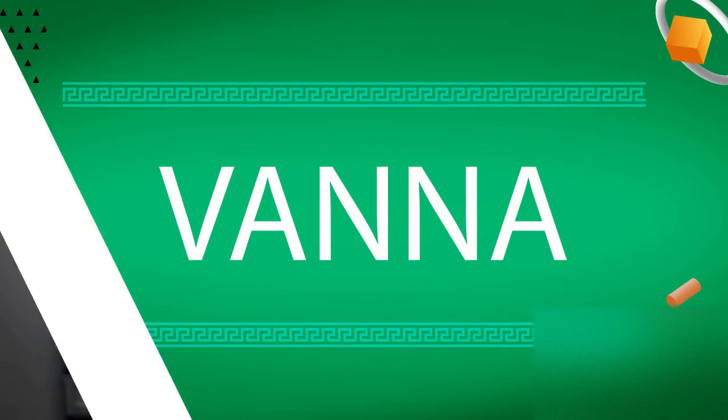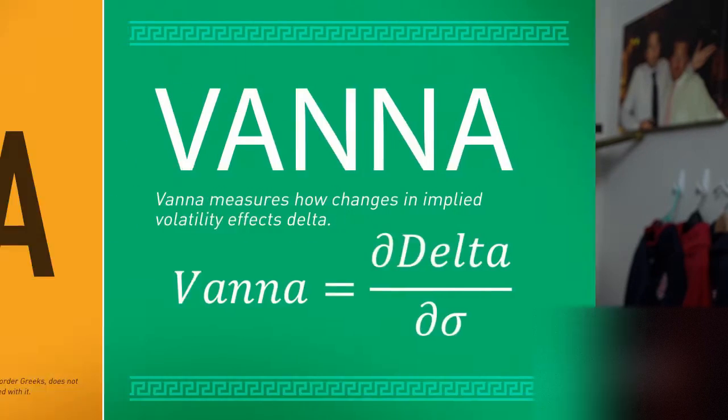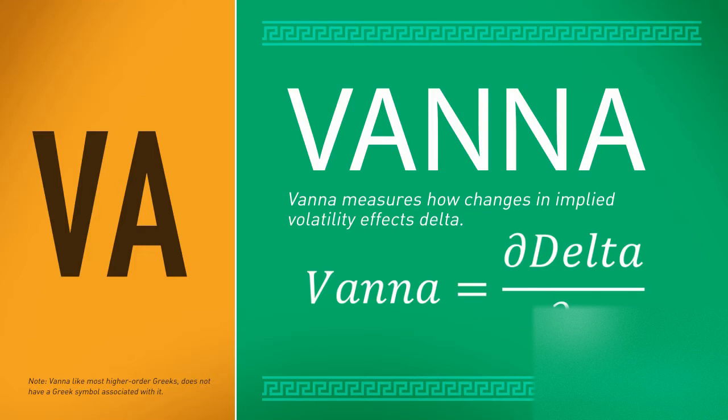Okay, so what is Vanna? Well, guys, we're 9 episodes in at this point. You know what's coming next. We're going to do this mathematically. We're going to do this intuitively. So mathematically, Vanna is another higher order Greek. It is a second order Greek of the Black-Scholes option pricing model. And what it shows us is, how does delta change when implied volatility changes? How do changes in volatility impact delta?